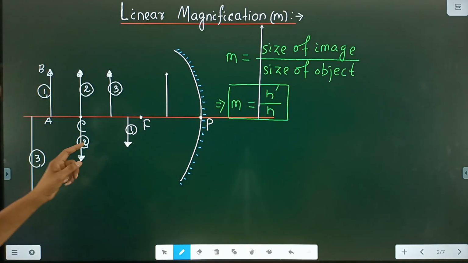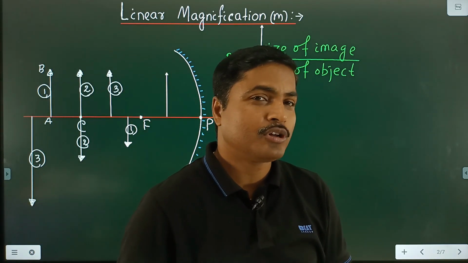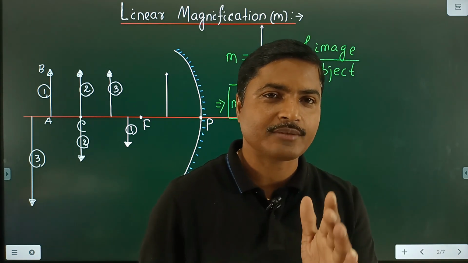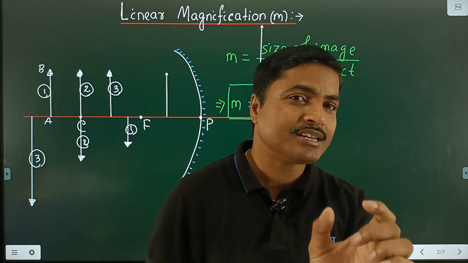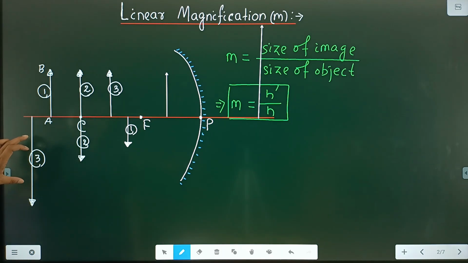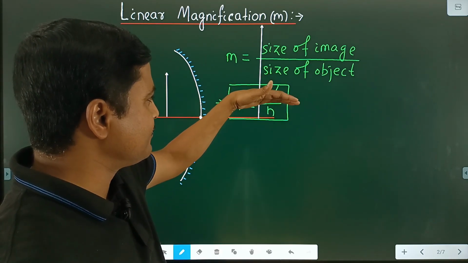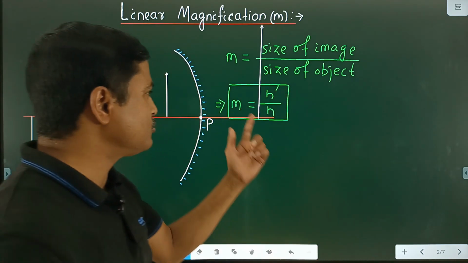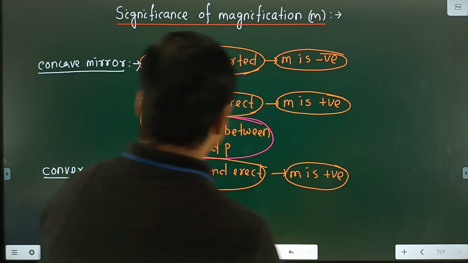And in the second case, here size of the image is equal to size of object. So m is equal to h prime divided by h, both are same size, means equal to 1. That means if sizes are same, magnification is equal to 1. For a diminished image, magnitude of the magnification is less than 1. And in case of a magnified image, here size of the image is large as compared to the size of the object. So h prime is a large quantity divided by a smaller quantity. So magnitude of the magnification is greater than 1 in case of a magnified image.